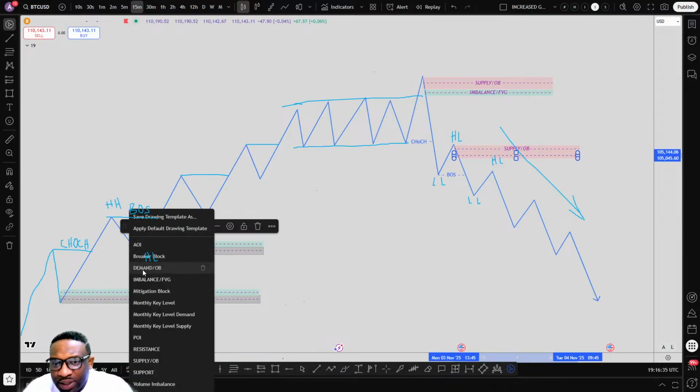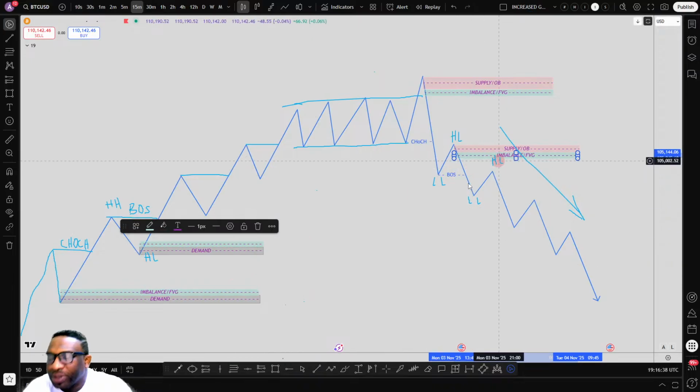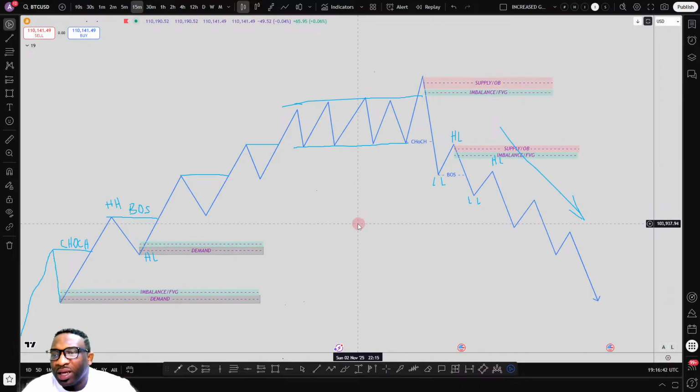So we want to see the imbalance area attached to it. Yeah, so this happens to be the way we look at the market structure. We read the market structure this way.